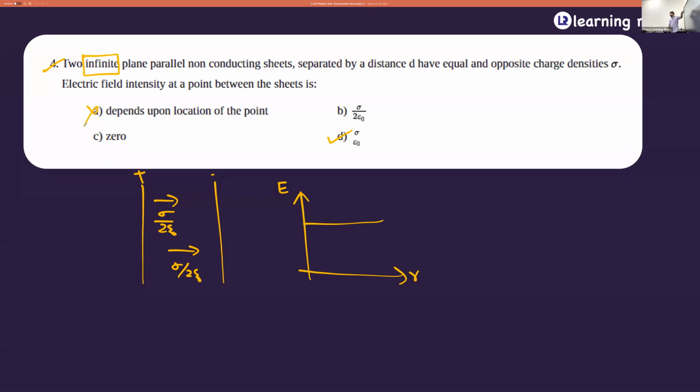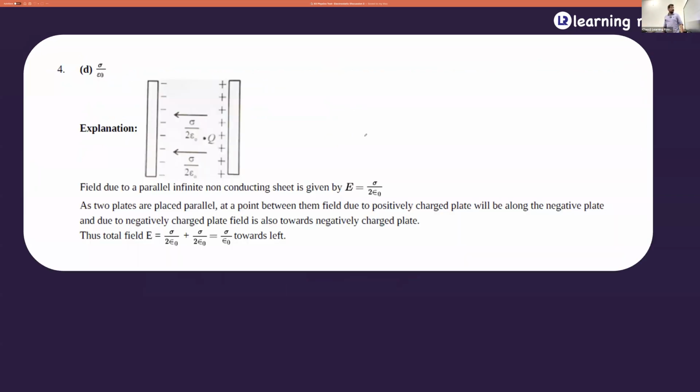Sigma by 2 epsilon naught would have been correct had the question been only due to one plane sheet. This is also wrong. 0 would have been the answer for outside the non-conducting plates. So at this region and the third region, the electric field is 0. Hence, the right option is sigma divided by epsilon naught. Right.